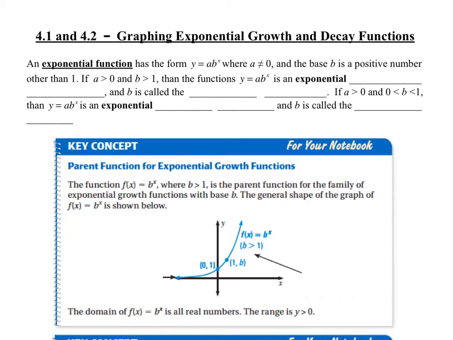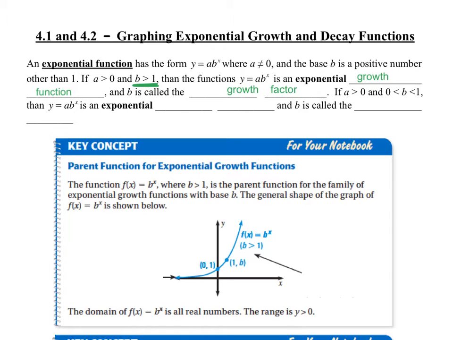So, if a is greater than 0 and b is greater than 1, then the function y equals ab to the x power is going to be exponential growth. And that value b is going to be your growth factor. So as long as b is greater than 1, that's what's going to make it a growth function.